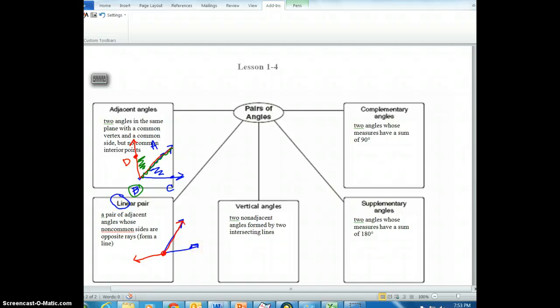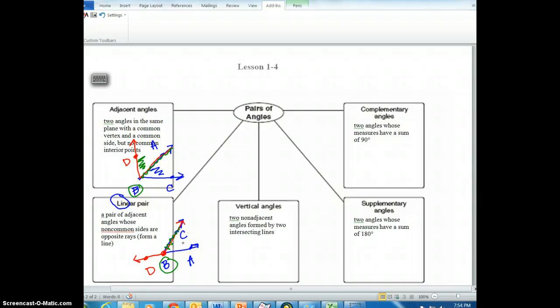So we can call this again angle ABC, and we can call this angle DBC. They are adjacent, again, because they share a vertex and they share a common ray, but their two non-common rays form a line. So angle ABC and angle DBC form a linear pair because they're both adjacent and they form a line when you put them together.